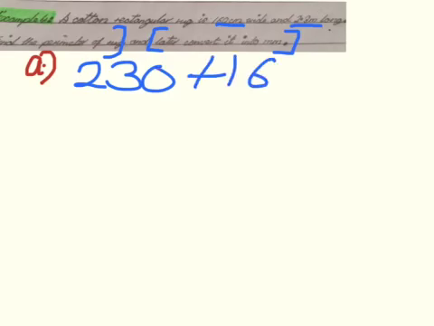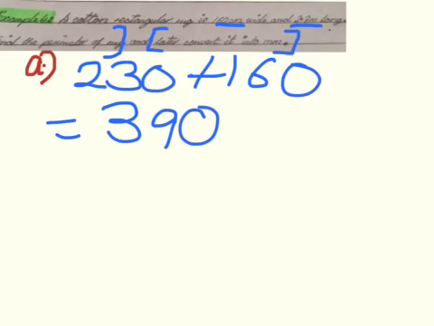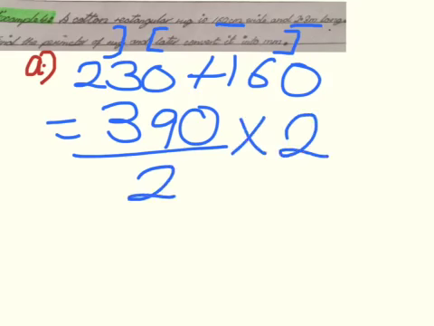First, we cannot find it like this because the units are different. So we need to change them into one unit. So we'll change meters into centimeters, which will be 230 plus 160, which will give us 390. That will be the answer for the two sides of the rug. So we need to times this by 2, because there are two sides of it.